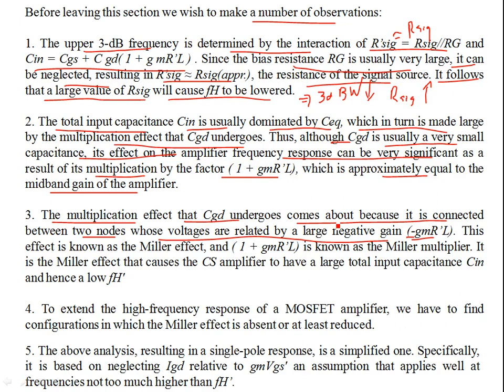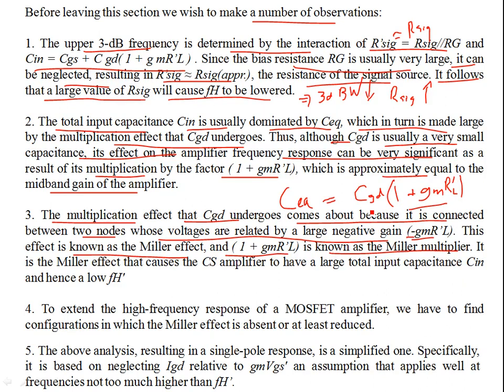So the multiplication effect that CGD undergoes comes about because it is connected between two nodes whose voltages are related by a large negative gain. This effect is known as the Miller effect, and 1 plus GMRL prime is known as the Miller's multiplier. This makes the effect of CGD, which is otherwise a very small capacitance, very pronounced, since CGD gets multiplied by 1 plus GMRL prime, which is about the midband gain. This has a very pronounced effect on the overall frequency response.